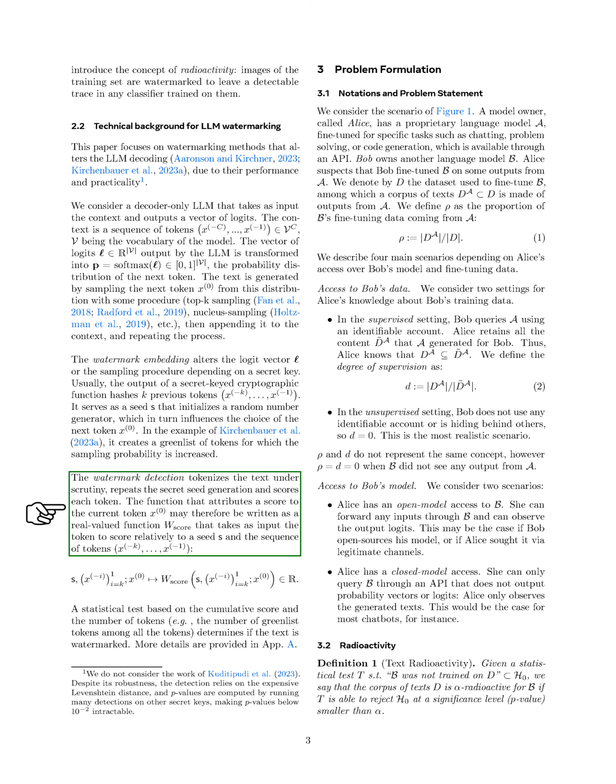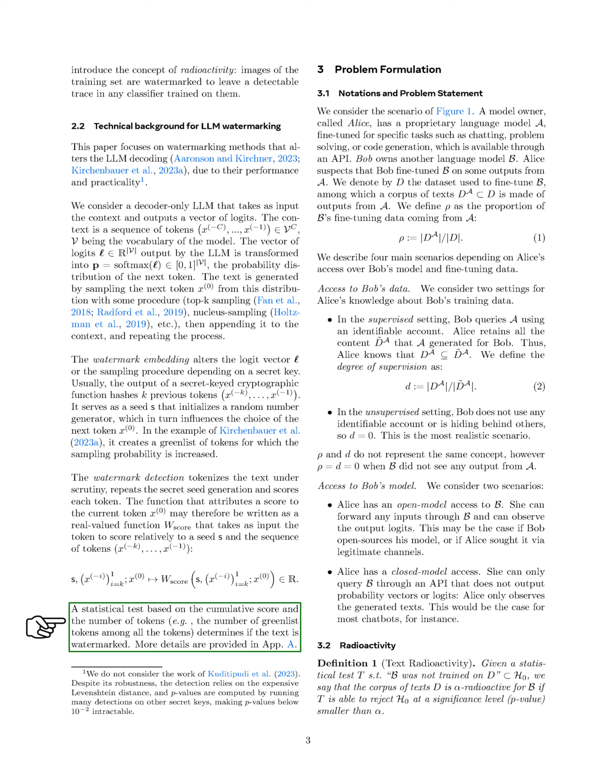When it comes to detecting the watermark, the process involves tokenizing the text in question, regenerating the secret seed, and then scoring each token based on a real-valued function that considers the token in relation to the seed and the sequence of tokens. A statistical test, which might look at the number of preferred tokens in the text, is then used to determine if the text contains a watermark. We provide more detailed explanations in the appendix.